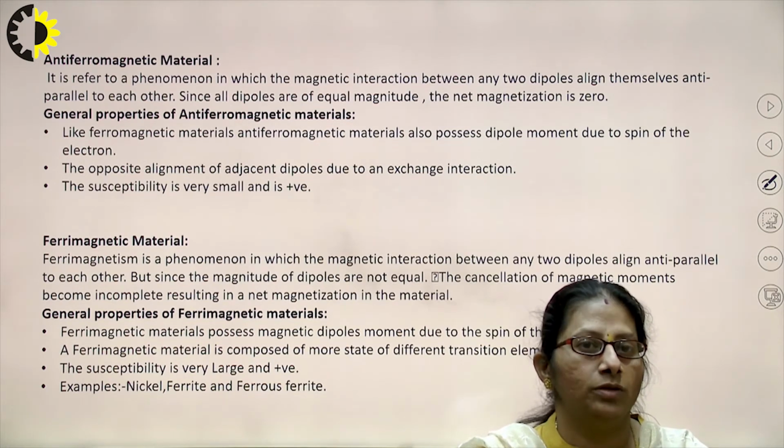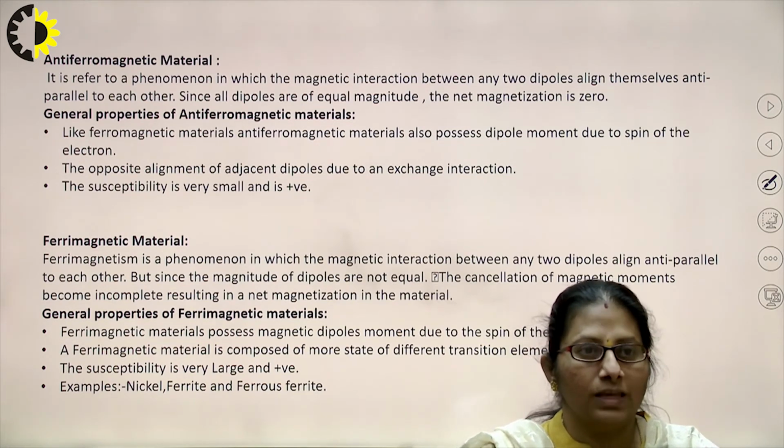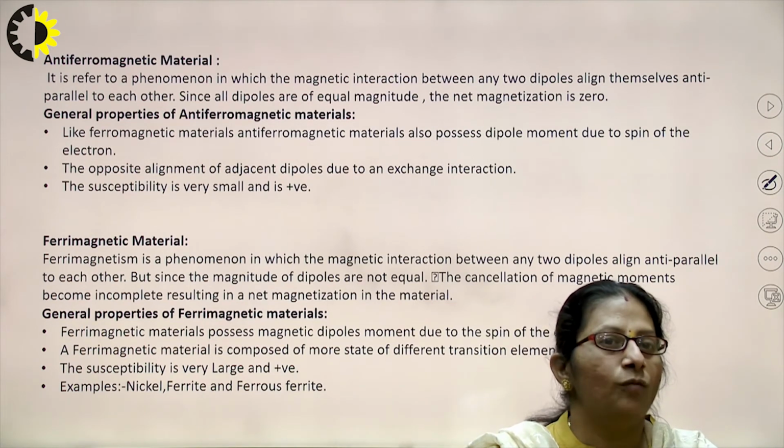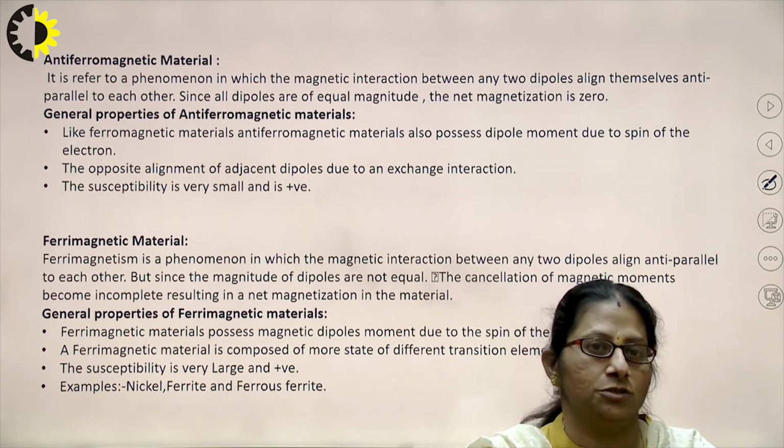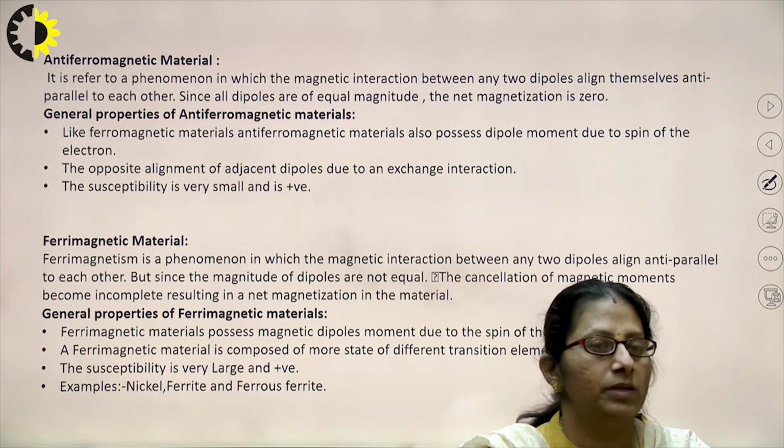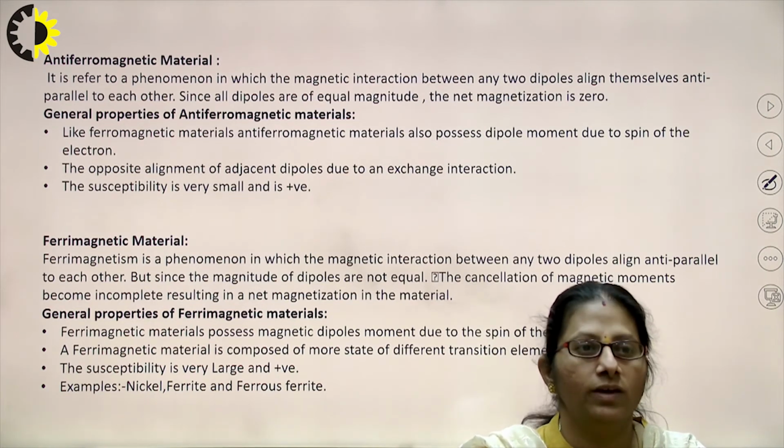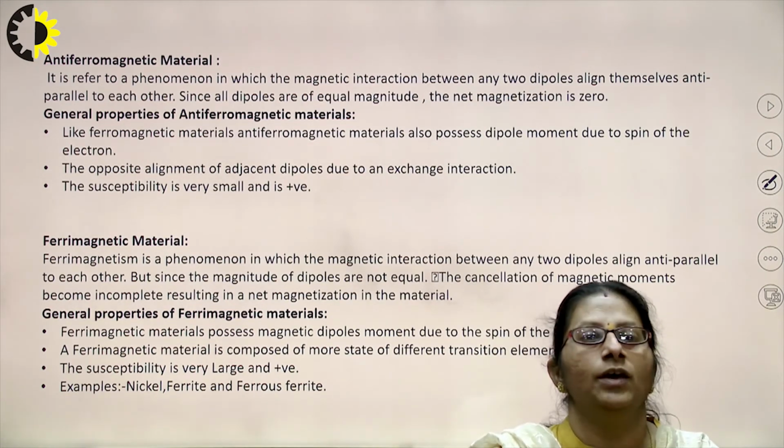Going with the general properties of ferrimagnetic material, these materials possess a magnetic dipole moment due to the spin of the electron. This material is composed of mixed oxides of different transition elements. The susceptibility is very large and positive. Examples: nickel ferrite, ferrous ferrite.